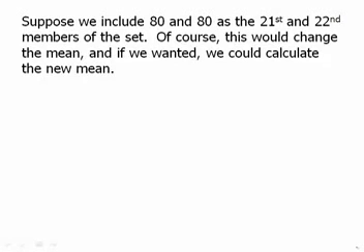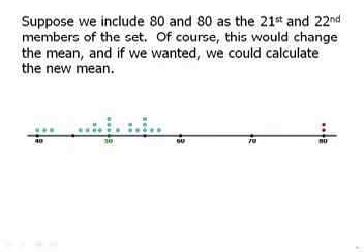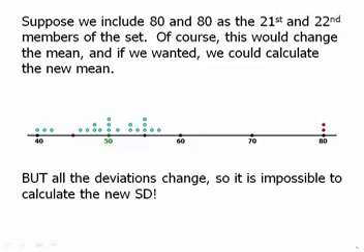Of course, this would change the mean, and if we wanted to, we could calculate the new mean. The new mean would be slightly more than 50. But all the deviations change, so it is impossible to calculate the new standard deviation. So first of all, this is a subtle distinction. If we have the summary data, just the old mean and the old standard deviation, and then we add these 2 new points, we have absolutely no way to calculate the new standard deviation.